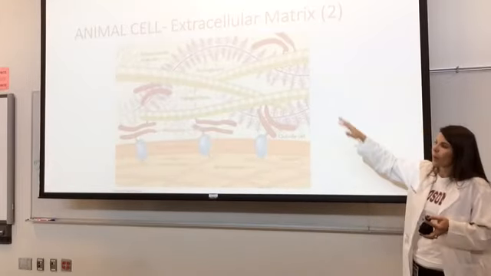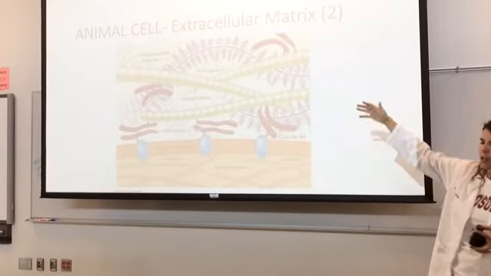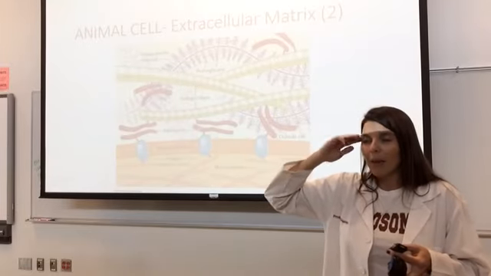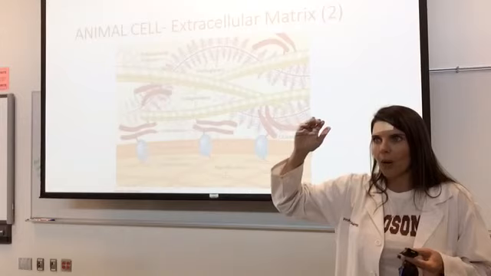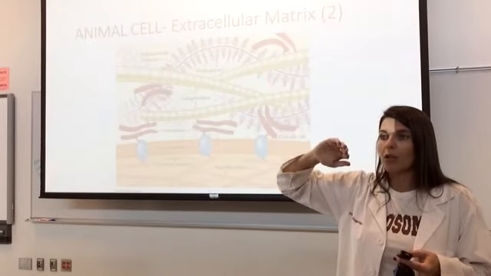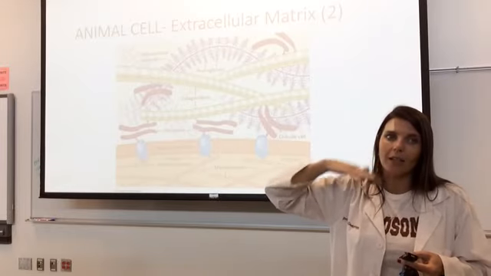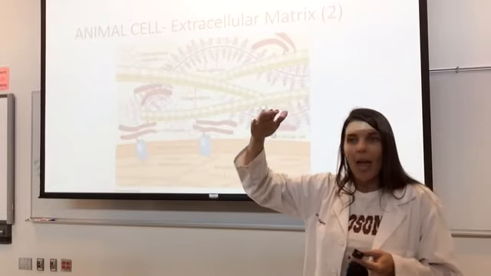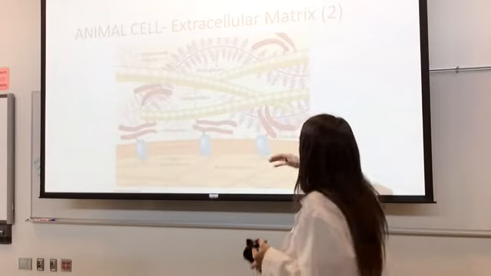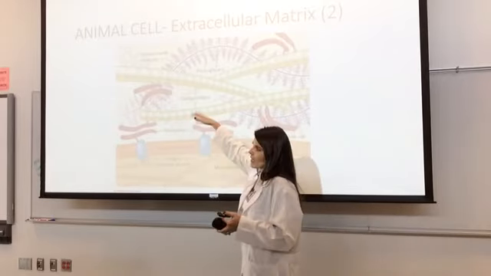You and I have what we call an extracellular matrix. Extracellular made me think of extraterrestrial. So it wasn't on Earth, it was outside of Earth. So the extracellular matrix is not in the cell, it's outside the cell. And it helps to reinforce and provide protection for that cell. There are a lot of different components that can be found here.